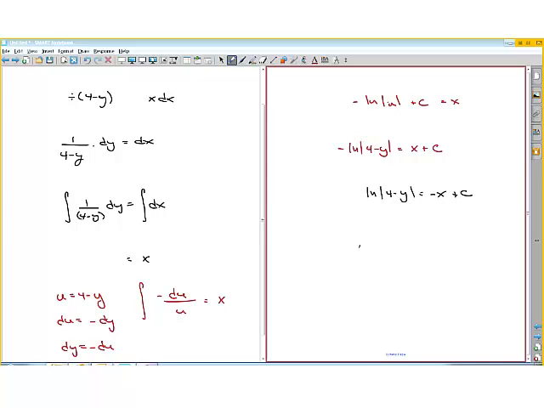And then to solve for y, you use properties of exponential functions and logarithms, so you'd have e to the natural log of the absolute value of 4 minus y is equal to e to the negative x plus c. So I use the left and right hand sides as the exponent. And at that point, when you have e to the natural log of something, you just have that something. So you get 4 minus y is equal to e to the negative x plus c.